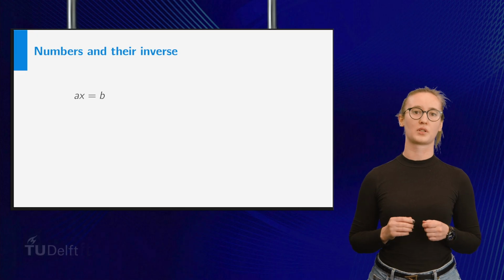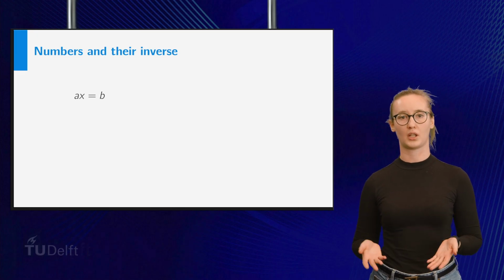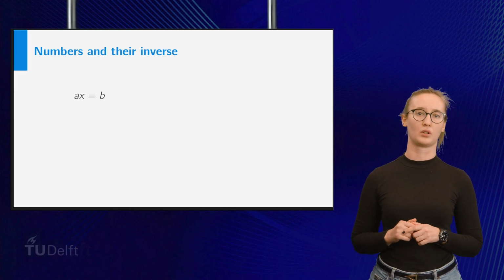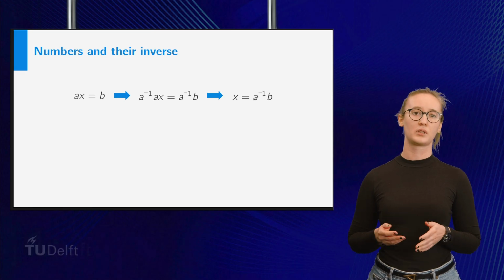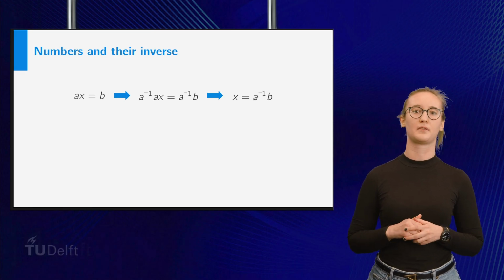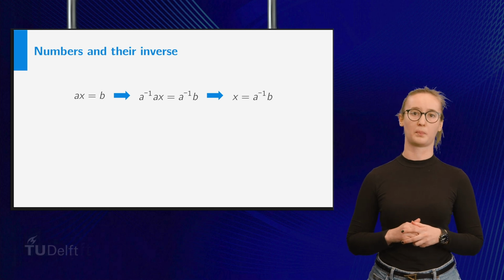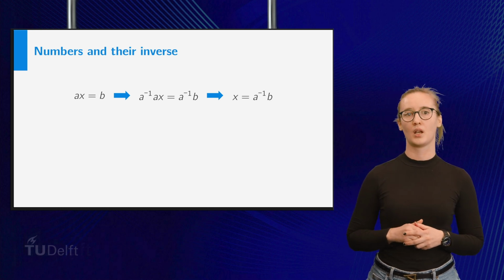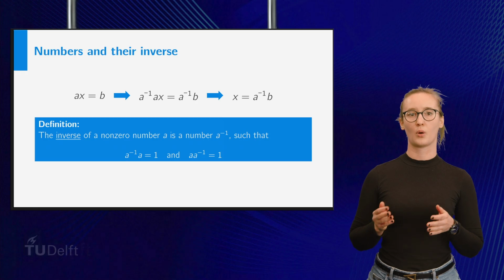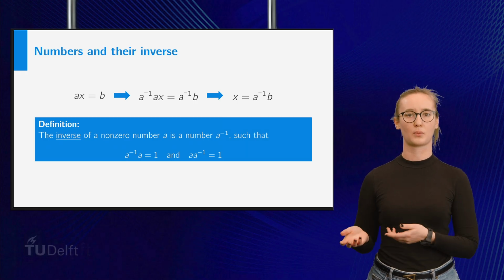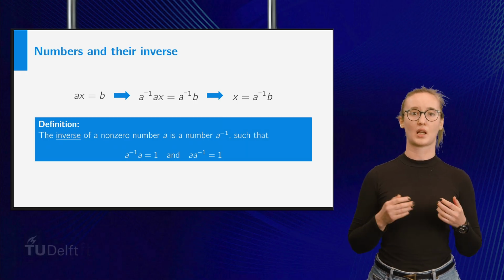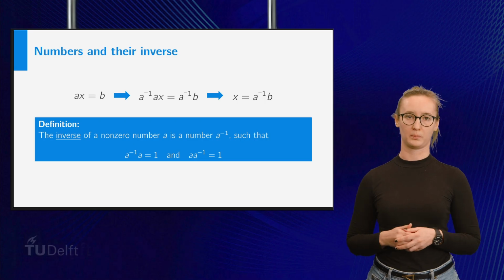Let us first start with normal numbers. If you have an equation ax equals b and want to solve it for x, you can multiply the equation with the multiplicative inverse of a, which is 1 over a, or a to the power minus 1. The inverse has the properties 1 over a times a equals 1, and a times 1 over a equals 1.